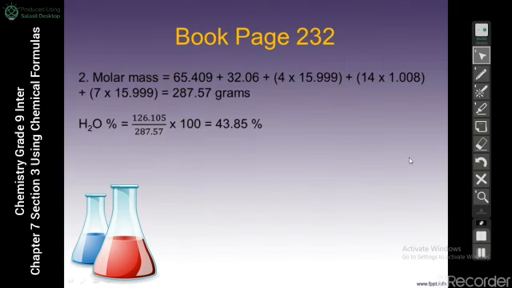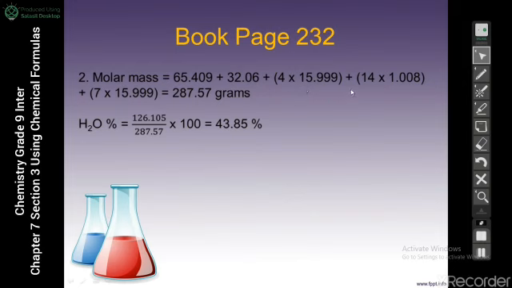The second question, find the mass percentage of water in ZnSO4·7H2O. The first step is to calculate the molar mass of the whole compound. We have only 1 atom of zinc, so zinc is multiplied by 1. We have only 1 mole of atoms of sulfur, so we are going to multiply it by 1. In O4, we have 4 moles of atoms of oxygen, so we are going to multiply it by 4.